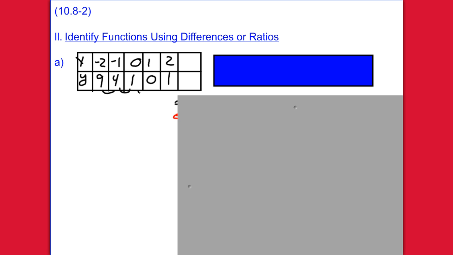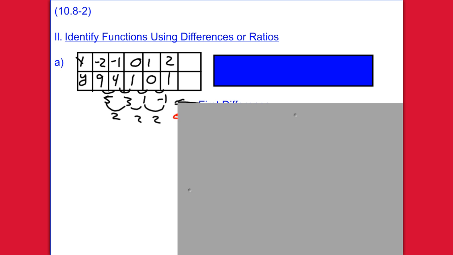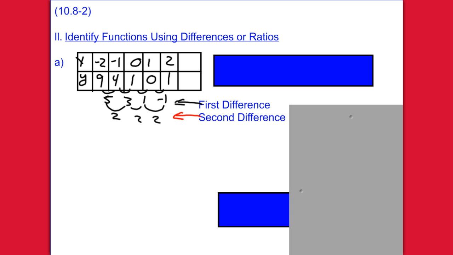And if we think it's quadratic, then we won't see a constant difference until the second difference, right? So what is 9 minus 4? And 4 minus 1? And 1 minus 0? And 0 minus 1? Okay, what is 5 minus 3? And 3 minus 1? And 1 minus a negative 1. So do we have a constant second difference? We do. We have a constant second difference.